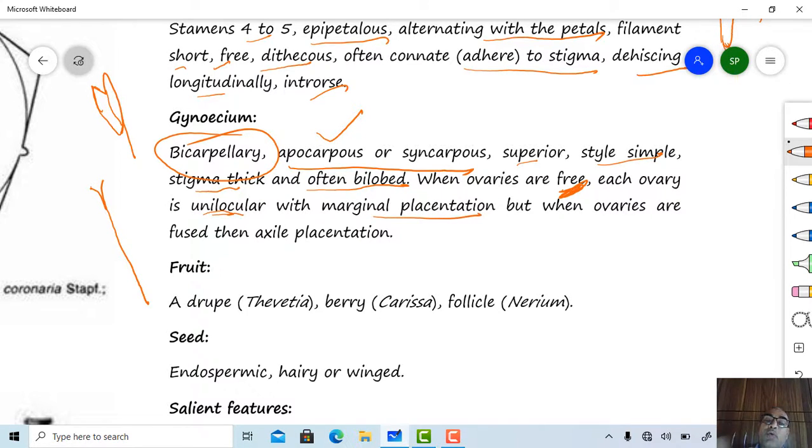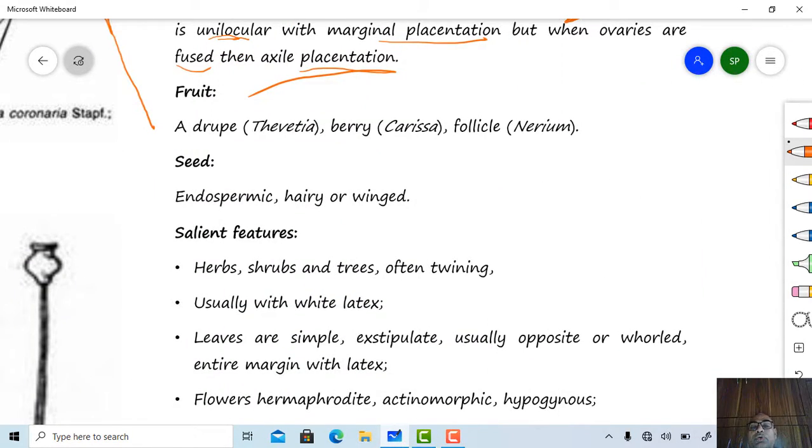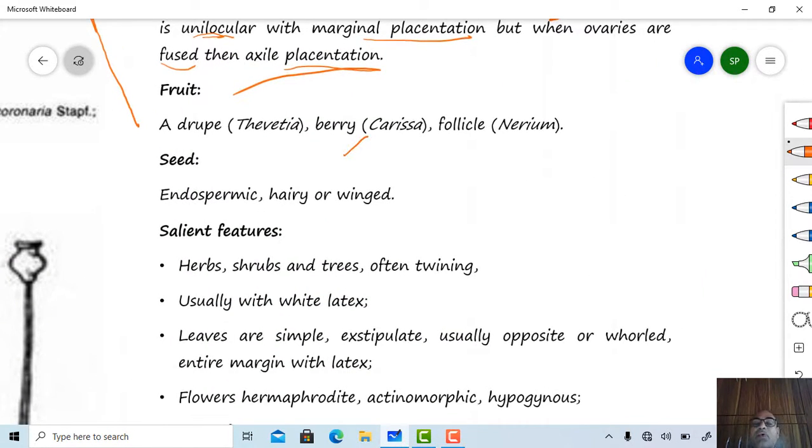But when ovaries are fused, that means when the syncarpous condition is present, then there is axile type of placentation. So drupe type of fruit or berry type of fruit or follicle type of fruit. Drupe is a fleshy fruit, berry is a fleshy fruit, while follicle is a simple dry dehiscent type of fruit. Seeds endospermic, hairy or winged.